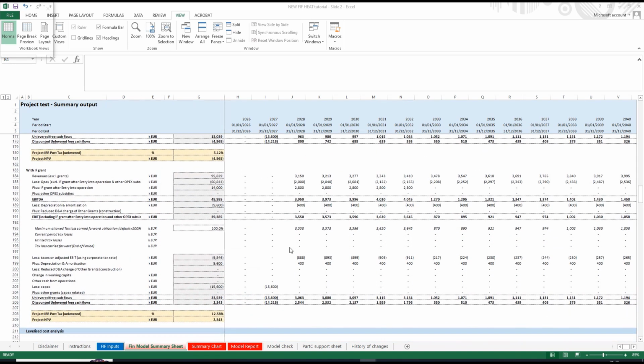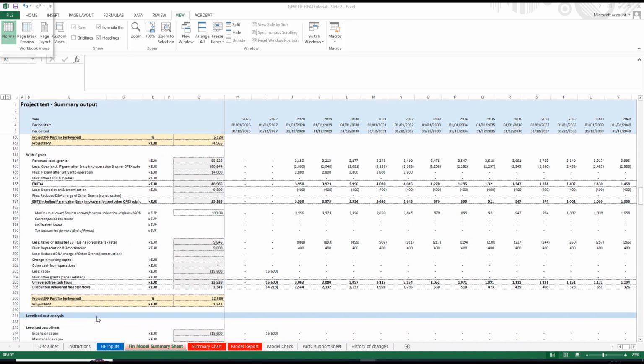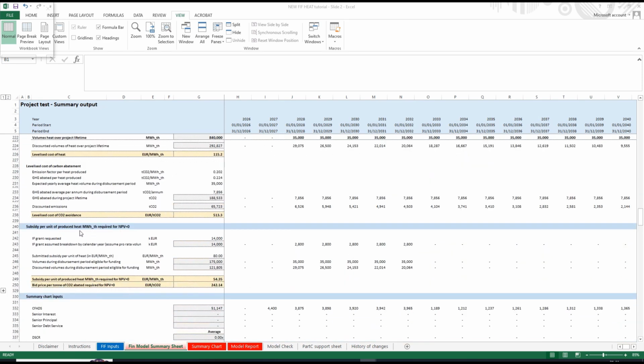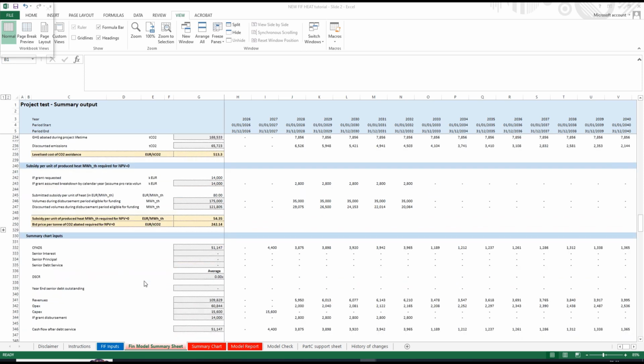The template then calculates the levelized cost of heat and levelized cost of carbon abatement, as well as the required subsidy per unit of heat for the project to reach a net present value of 0. Finally, a debt service cover ratio, DSCR, is calculated for projects planning to raise debt.